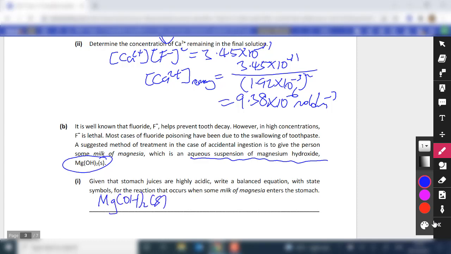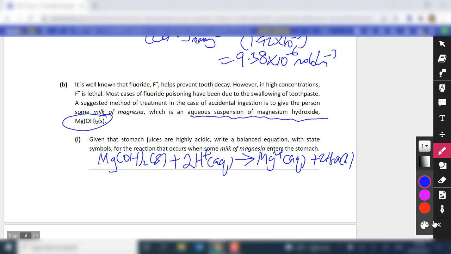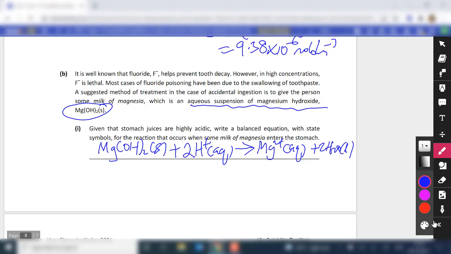Mg(OH)2 solid. And since you're adding hydrochloric acid, given that it's acidic, plus 2H+, and then you will form the products. So you're going to get Mg2+ aqueous, and then of course not to forget H2O liquid. So this will be the balanced equation. Essentially it is H+ reacting with OH minus, but because magnesium hydroxide exists as a solid, the bulk of the H+ will potentially react on the surface of the hydroxide precipitate.